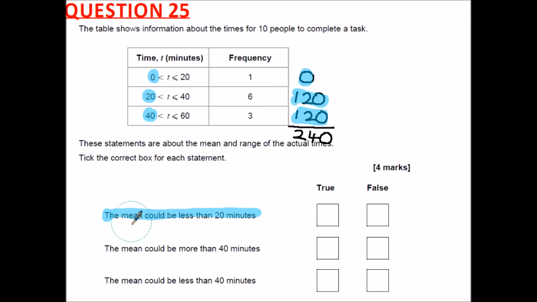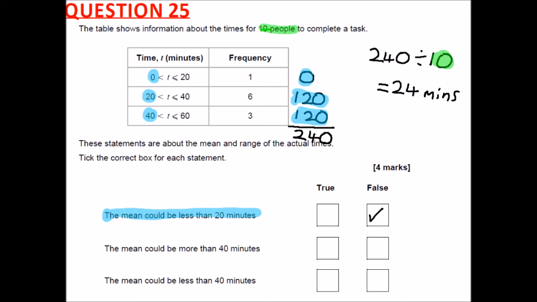But we're talking about the mean here. Now the mean is the total divided by how many values. So in this case, because we're talking about 10 people, we're going to divide by 10. Because remember, it has said it's 10 people. 240 divided by 10 will be 24 minutes. And so could the mean be less than 20 minutes? False. The absolute minimum the mean could be would be 24 minutes.